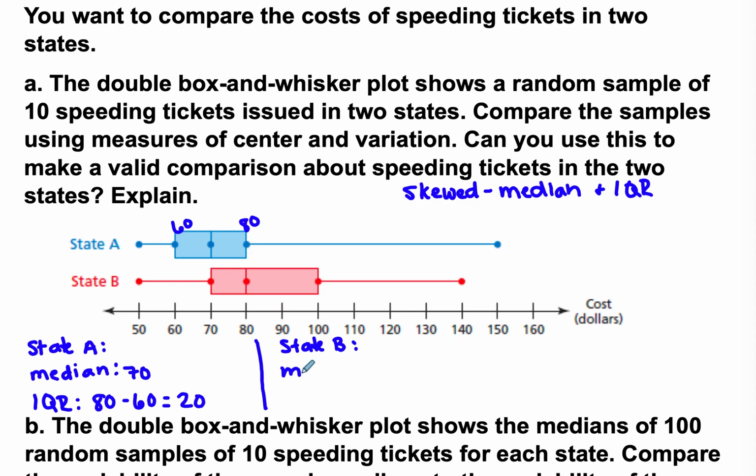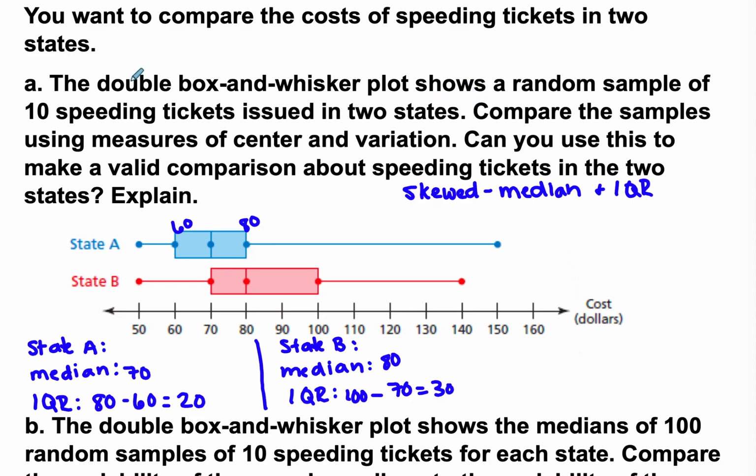Okay, let's check our answers. So median, this median is 80. And then our IQR, how big is the box? Our interquartile range, we're doing 100 minus 70 to get 30. Okay, so now we need to compare them.